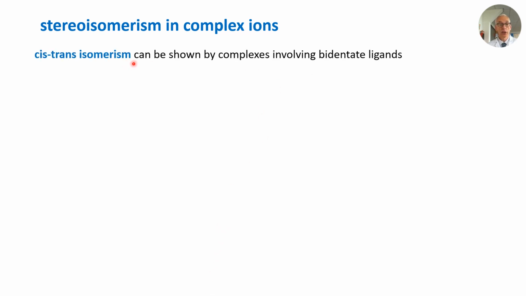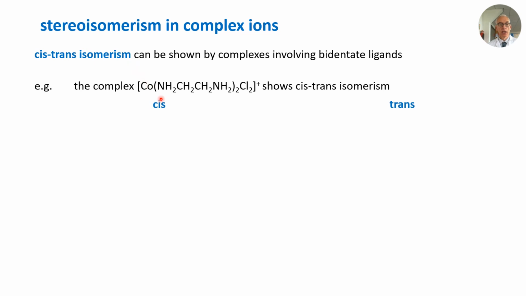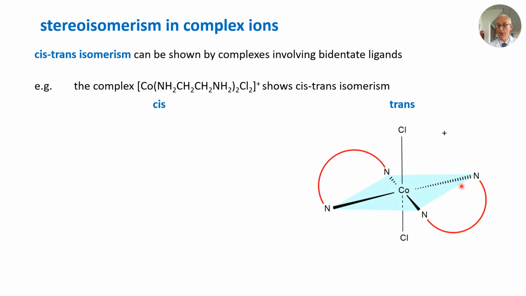We also can see cis-trans isomerism where we have some bidentate ligands. So a complex which shows this cis-trans isomerism involves cobalt and 2 1,2-diaminoethane ligands and 2 chloride ligands. The trans structure can be drawn as shown.